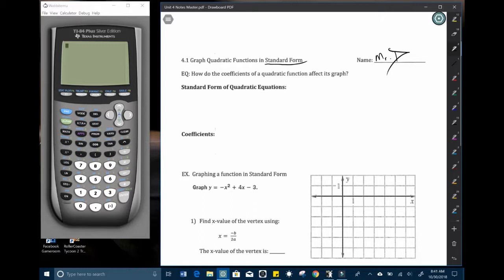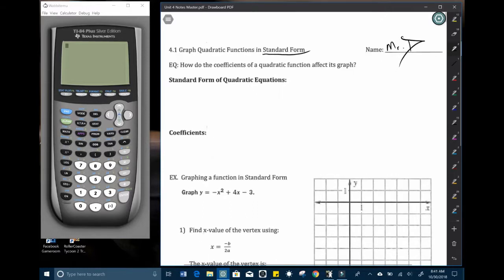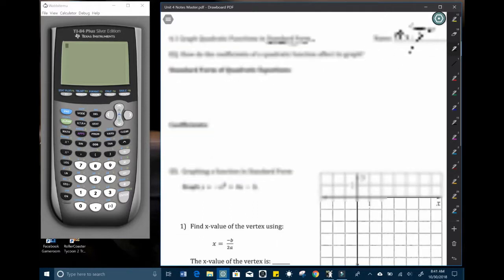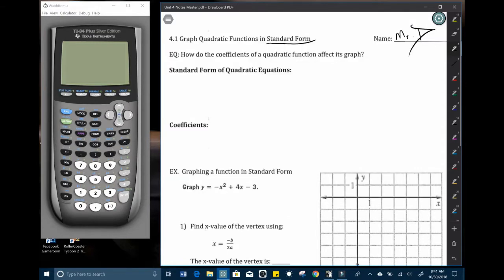So, how do coefficients of a quadratic function affect its graph? First thing to write down here is the standard form of a quadratic equation. That is going to be y equals a x squared plus or minus bx plus c.